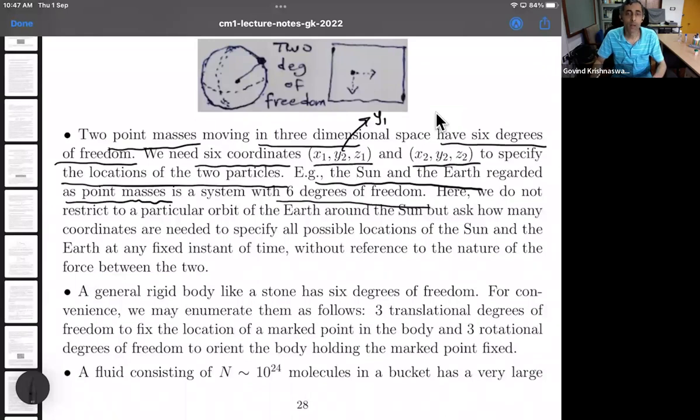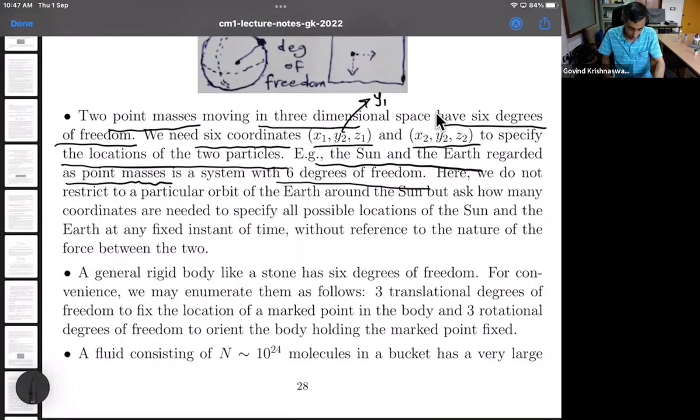No, I take that back. To predict the motion, you need more. But at the very least, to locate the system initially, you need to specify 6 real numbers, just to know where the Sun is and where the Earth is. It turns out even that is not sufficient. So we'll come to that.